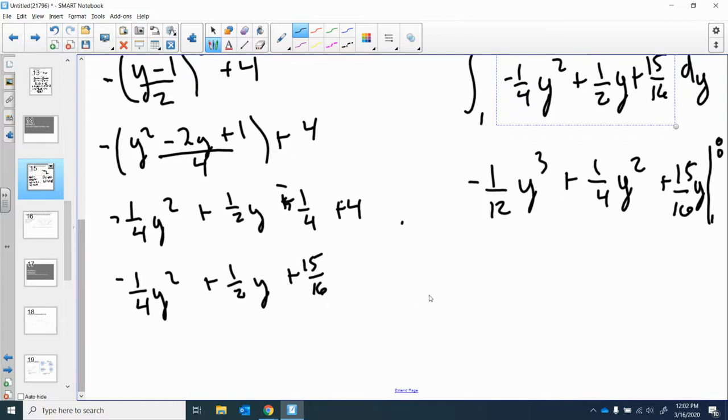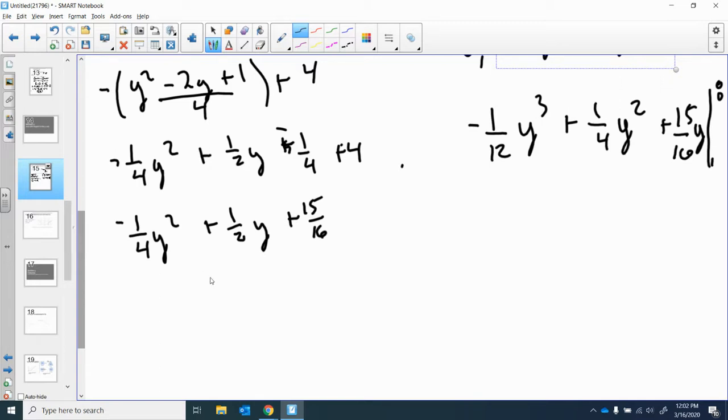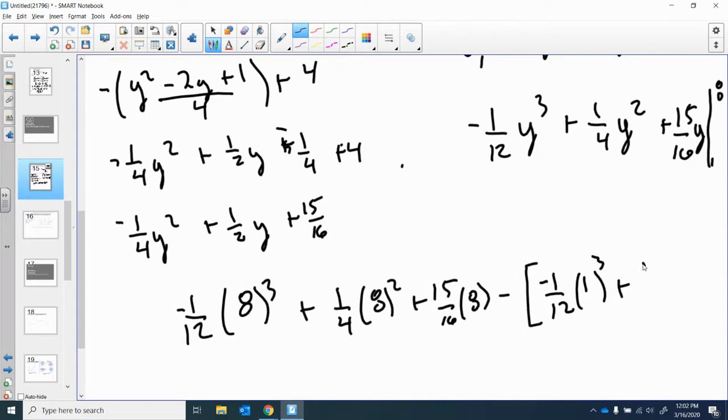And then we're into tedious territory here where I'm just plugging in 8 to my y's, plugging in 1s, and taking that difference between everything. By all means, if you're good with this, put it in your calculator, check your answer, but we're back into grade 9 order of operations now. So this will be negative 8 cubed over 12 plus 1/4, 8 squared plus 15 over 16, 8, minus, hard brackets, got to remember to distribute that negative, negative 1 cubed over 12 plus 1/4, 1 squared plus 15 over 16 times 1, which will just be 15 over 16, luckily.